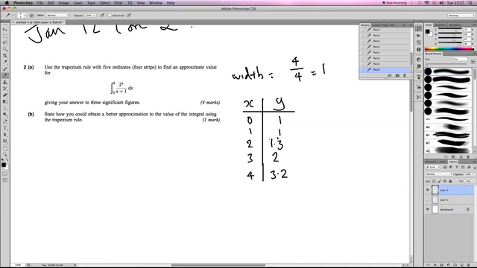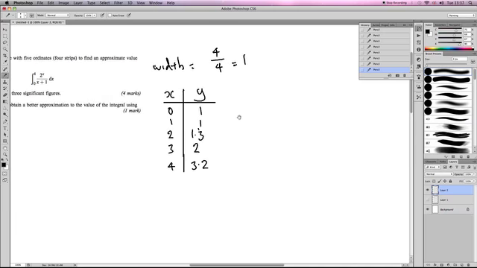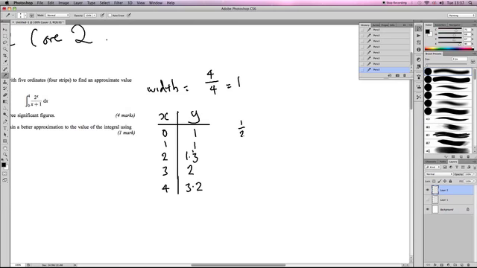Next, all you need to do is substitute everything into the formula. So remember, it's half the width, which is just going to be half, times these two values added together, so 4.2, plus 2 times all these values added together. So I think that is 4.3, maybe? We'll see. So let's try that out.